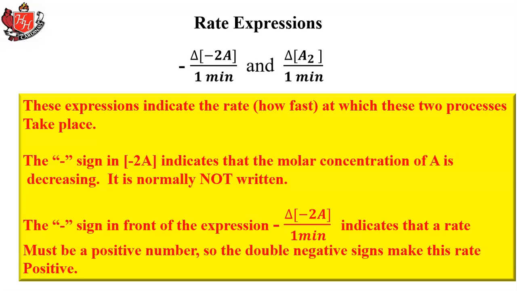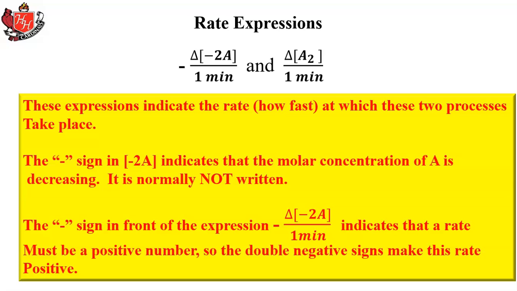So let's understand these minus signs. They can be a little confusing at first. The minus sign in the negative 2A indicates that the molar concentration of A is decreasing. That's a reactant, so it's being used up. It's being consumed. You normally don't write that negative sign there. I'm just doing it to illustrate that that is a concentration that is being reduced.